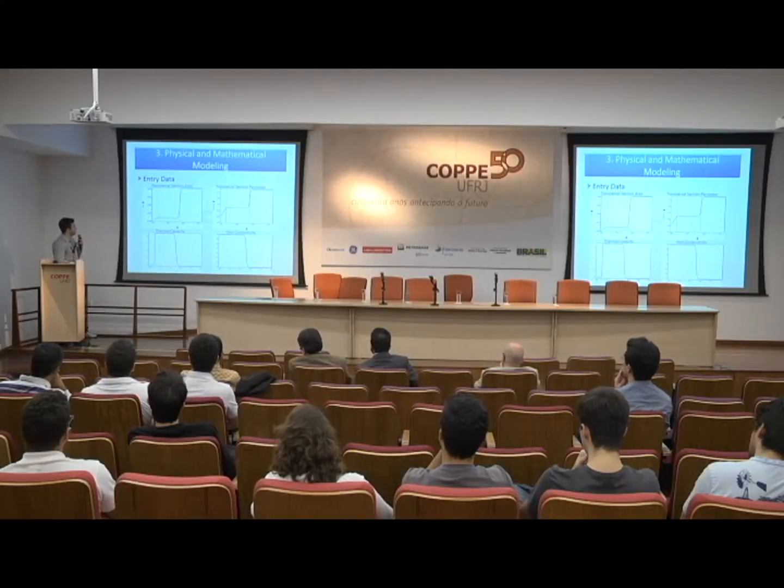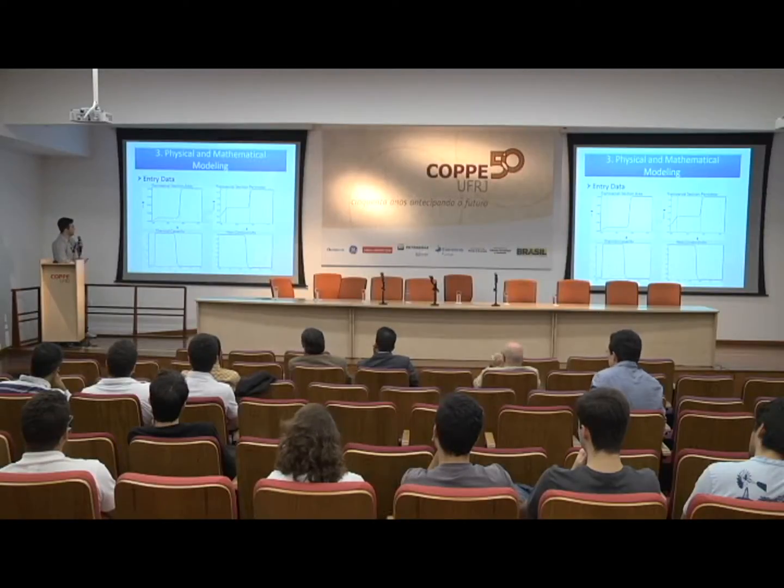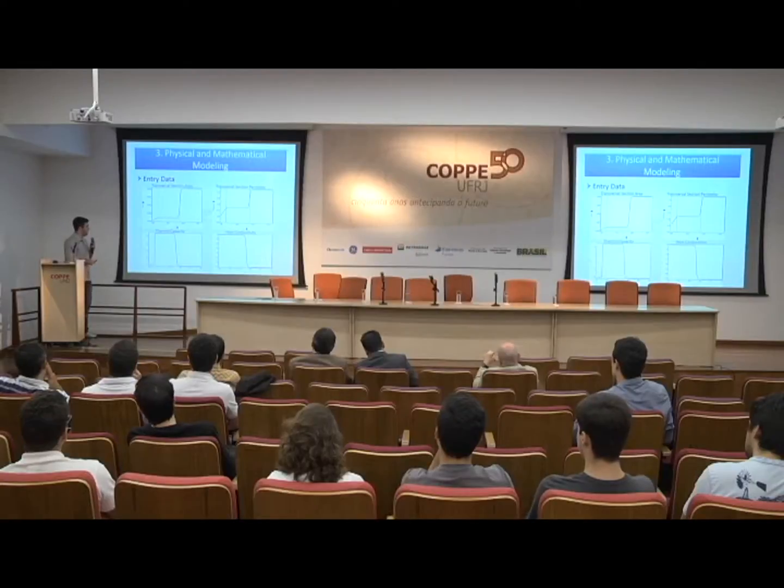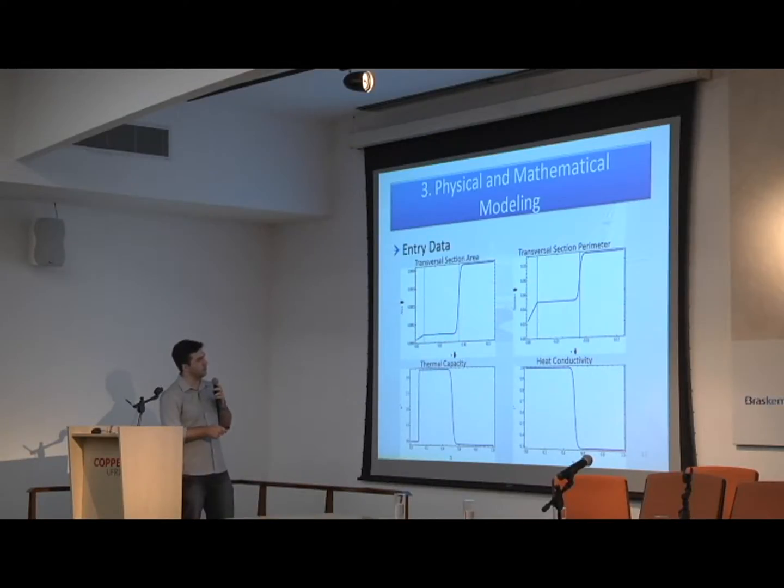Here is the entry data. We have some serious, abrupt variations of the geometrical properties and thermophysical properties, because in this first one, here we have the front cone, and then we have a cylindrical part, and then that wing-like portion that is the support, and the same here for the perimeter. And this is the most important one that I want to talk about.